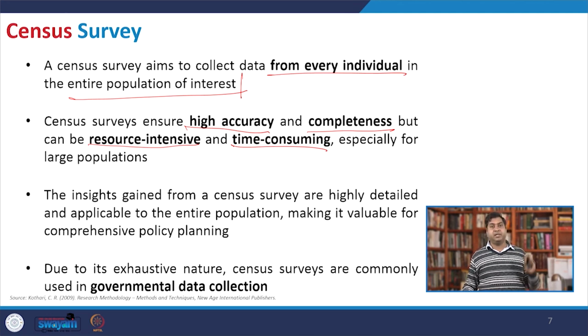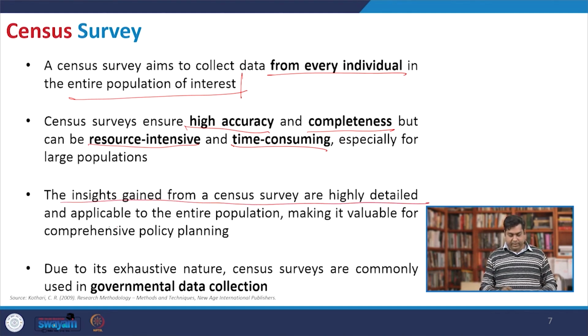Though that will capture each and every one, so probably we will not have that kind of bias, or something wrong in the sampling strategy, because everyone is covered. But that is very cost intensive and time consuming. The insights gained from a census survey are highly detailed and applicable to the entire population, so it is valuable for comprehensive policy making.